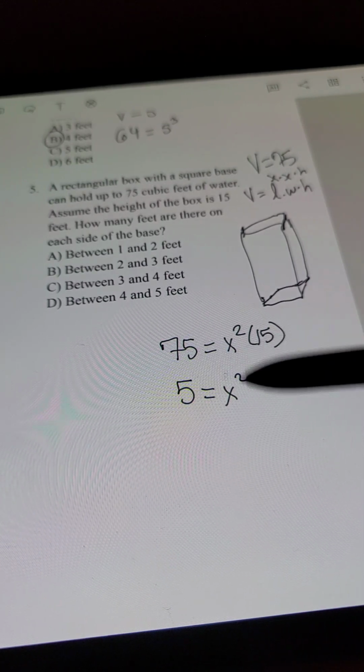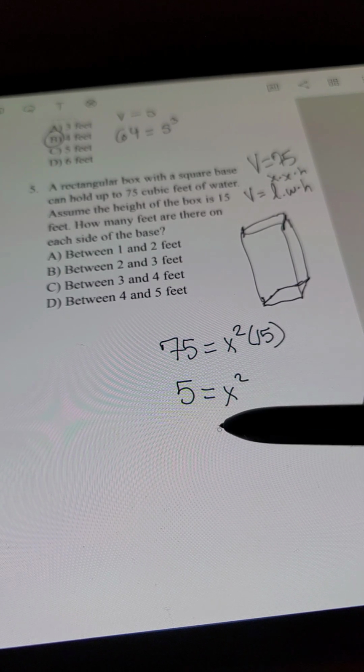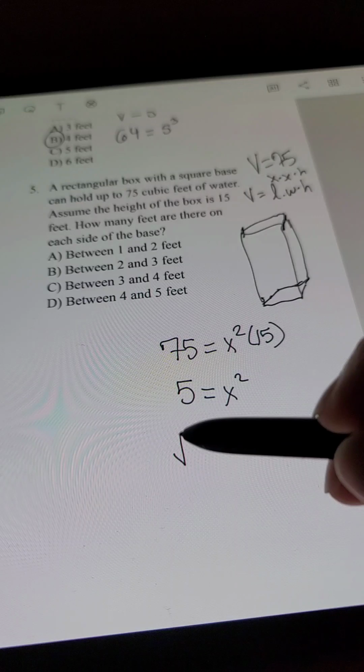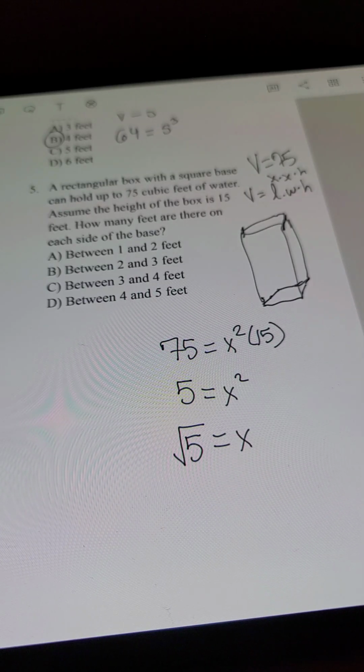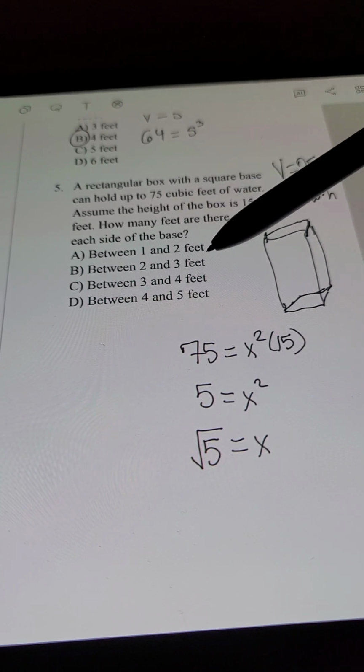Now that's not x. I need to get x by itself by doing the opposite of squaring, which is square rooting, to get rid of that little 2. So then I square root each side and get that x is equal to the square root of 5. Now I just need to see, okay, which of these answers fits that?